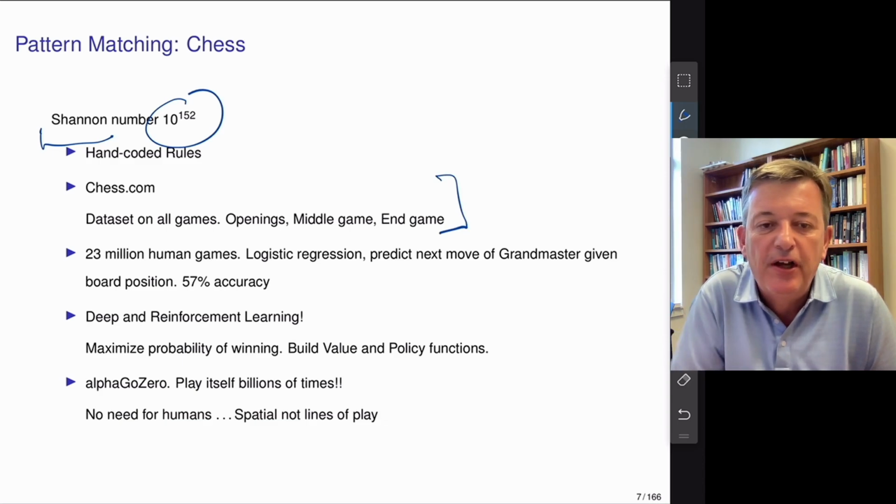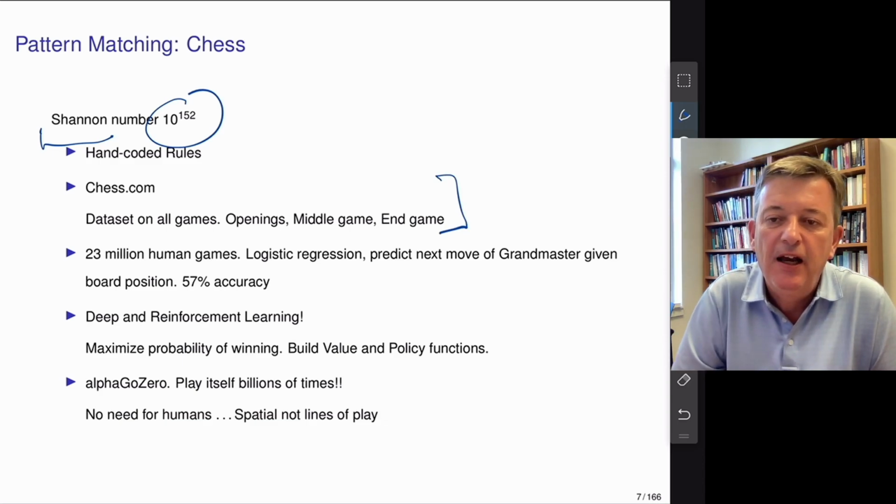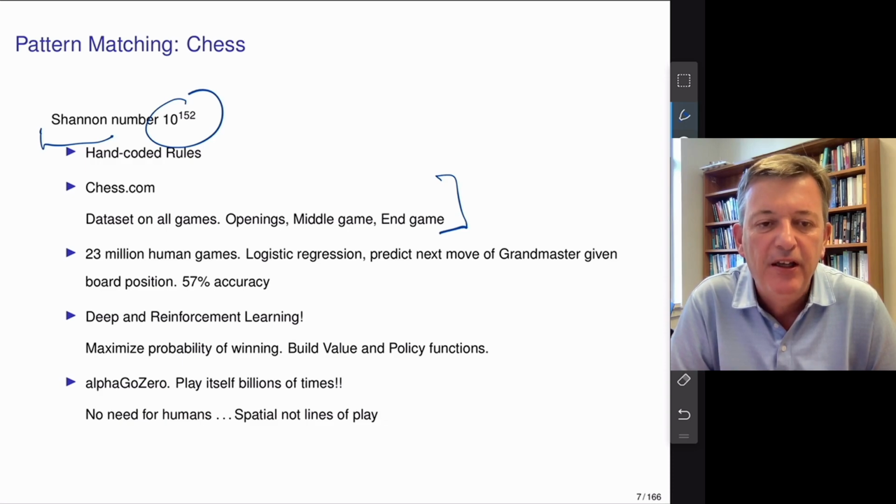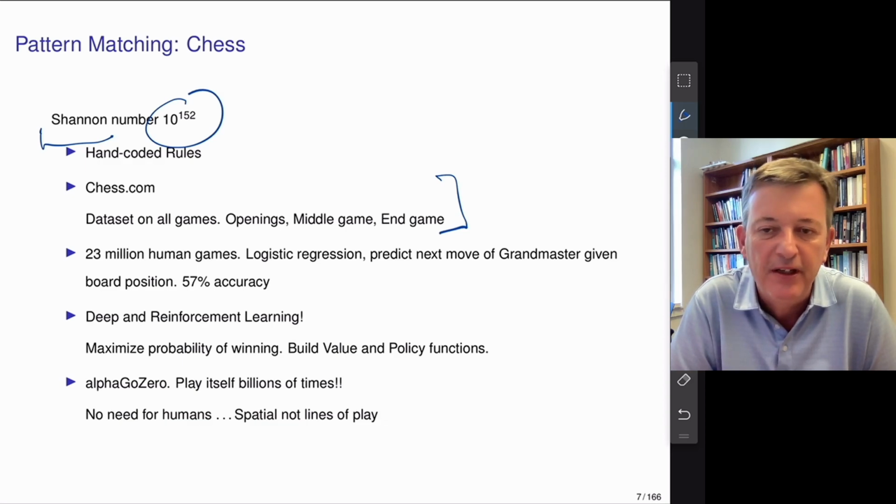Starting around the 1980s, actually starting in the 1950s with Shannon himself and von Neumann, both of whom were interested in how to code up chess, but really starting in the 1980s, people tried to build computer models of chess. There are lots of different ways you could think about doing it. For example, you could take a data set of all games that have been played, categorize them into three different groups: openings, middle game, and end game, and try to figure out what are good openings, good middle games, good end games.